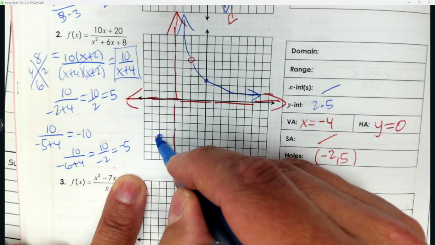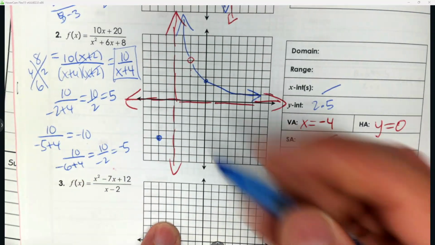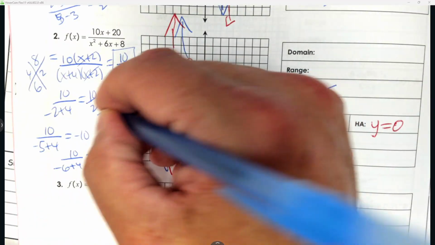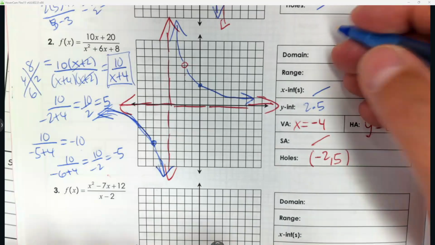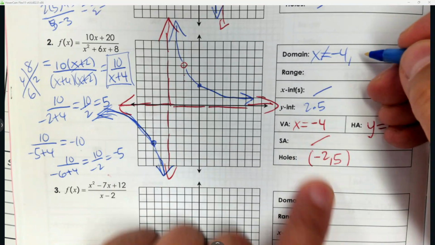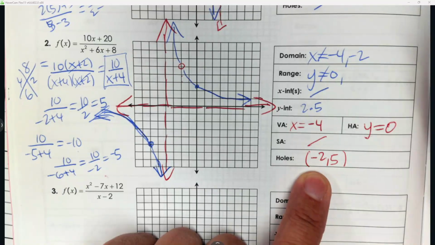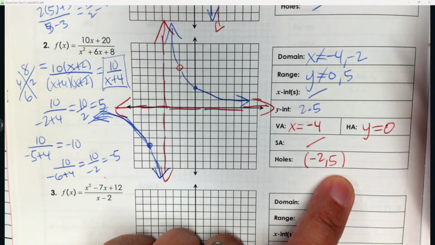So -6 and -5 is on my graph. -5 and -10 would have been off my graph. And then I curve using those points. So the domain, the asymptote, and the x coordinate of my hole, the range, the asymptote, and the y coordinate of my hole. And that's it.